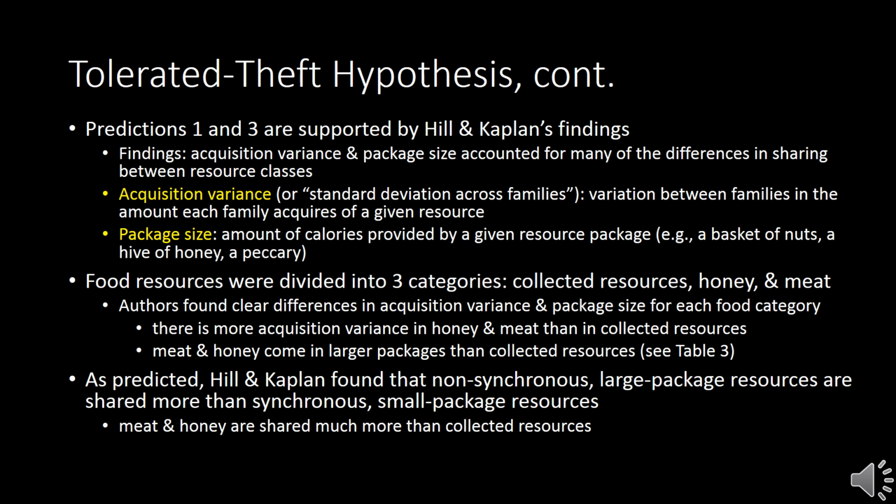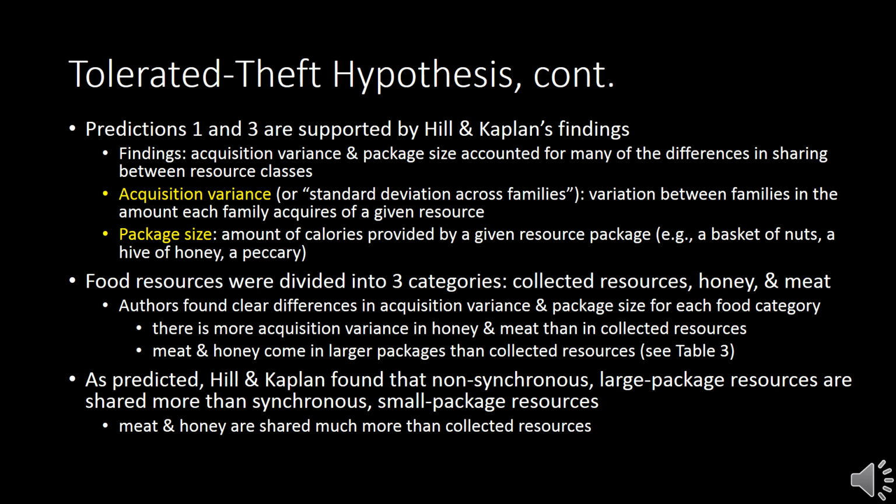Predictions 1 and 3 are supported by Hill and Kaplan's findings. They found that acquisition variance and package size accounted for a lot of the differences in sharing between resource classes. Acquisition variance, which they also refer to as standard deviation across families, refers to variation between families in the amount each family acquires of a given resource. And package size refers to the amount of calories provided by a given resource package, for example, a basket of nuts, a hive of honey, a peccary. Hill and Kaplan divided the food resources used by the Ache into 3 categories: collected resources, honey, and meat.